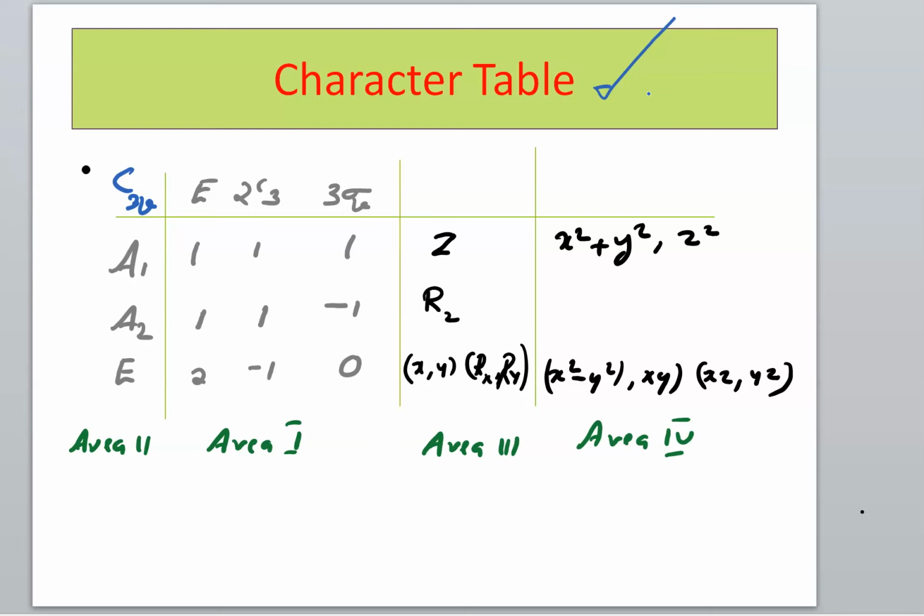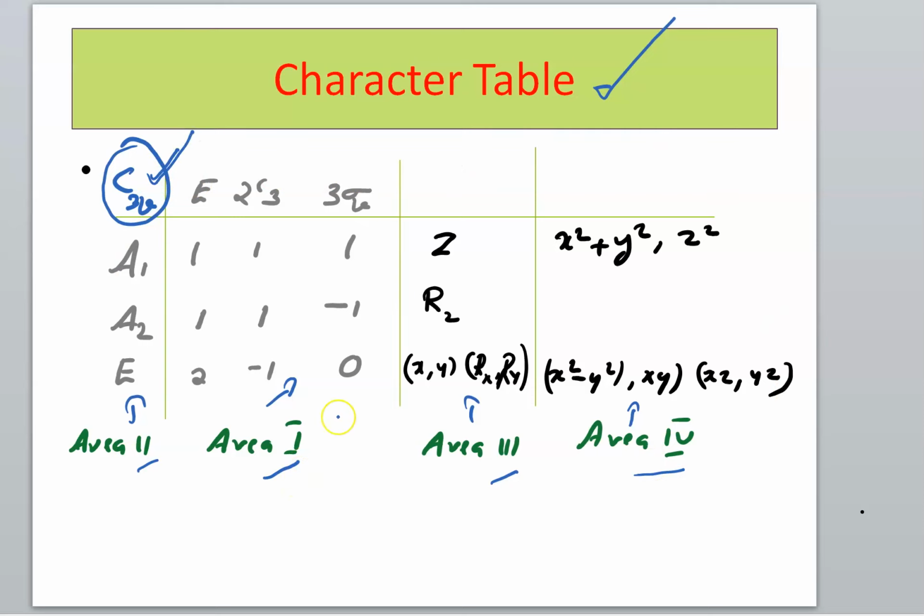It actually contains 4 areas: area 1, area 2, area 3, area 4. This is area 1, this is area 2, this is area 3, this is area 4. In the top left corner of the character table, we write the symbol of the point group. Here C3V, this is a character table for the C3V point group. So here we are writing C3V.